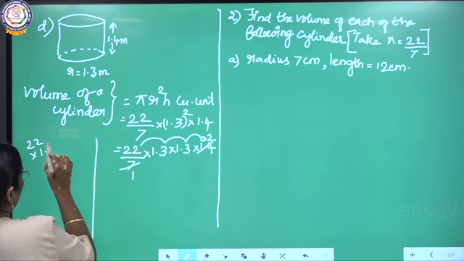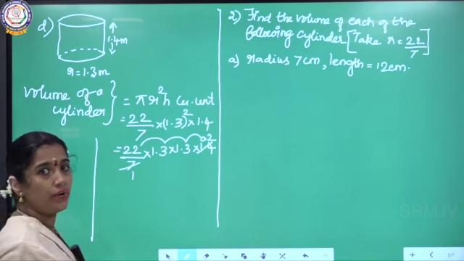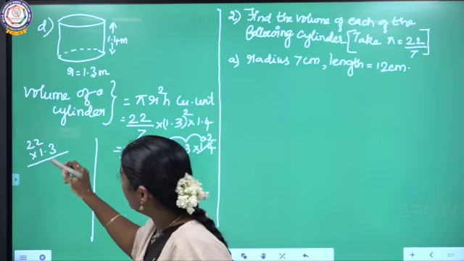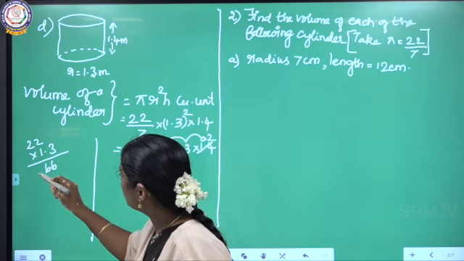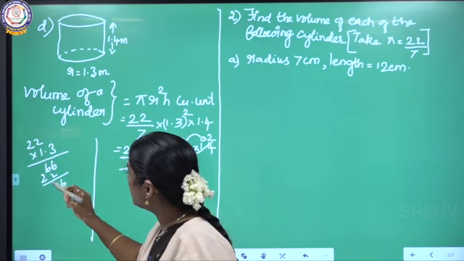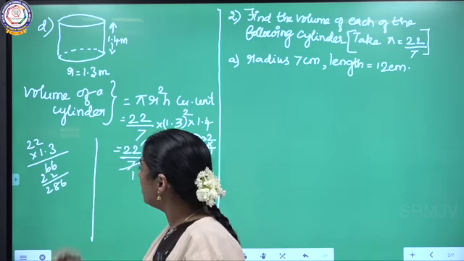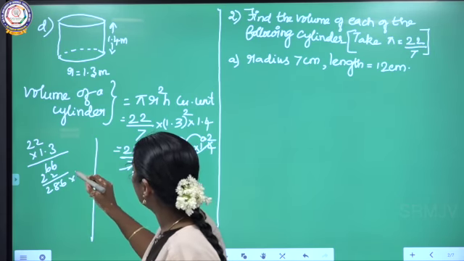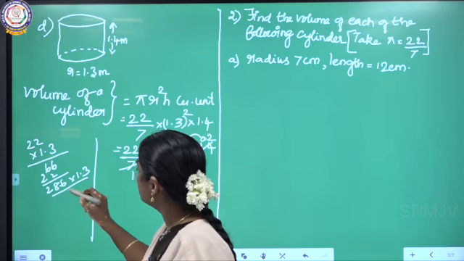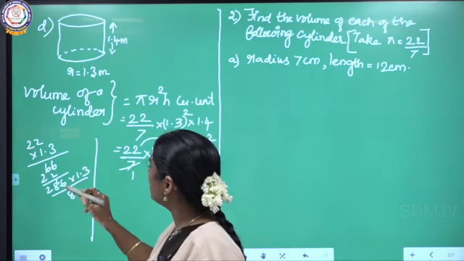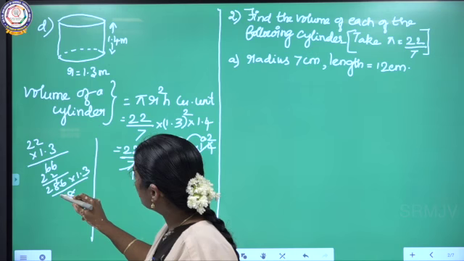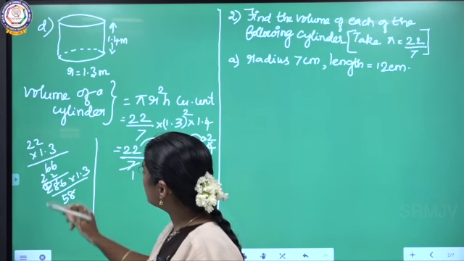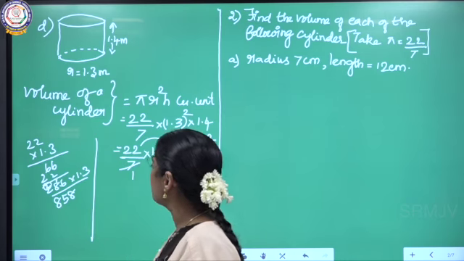22 into 1.4. First I will multiply this 22 into 1.4. Listen, 4 2s are 8, 4 2s are 8. So 88, one digit after the decimal. Next again you multiply with 1.4. Listen, 8 4s are 32, 8 4s are 32, carry over. Then 4 2s are 8, 8 plus 3 is 11.